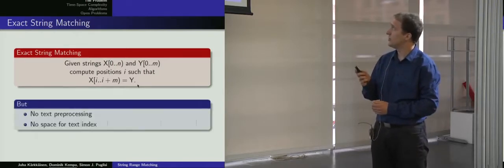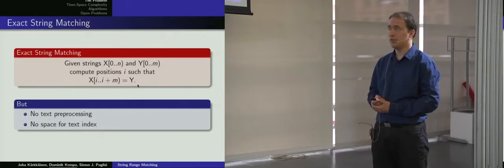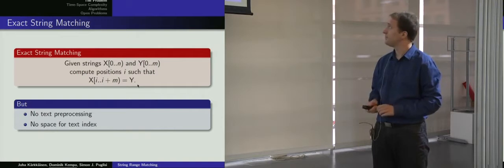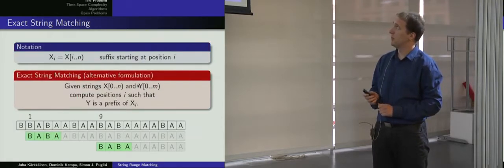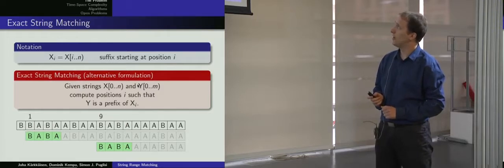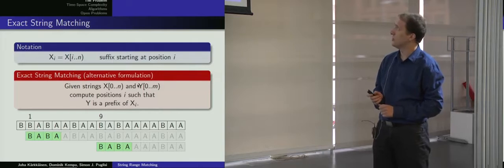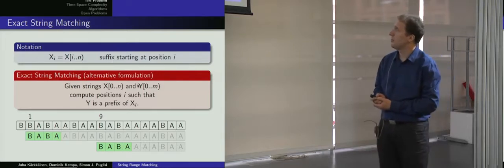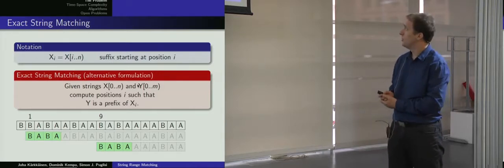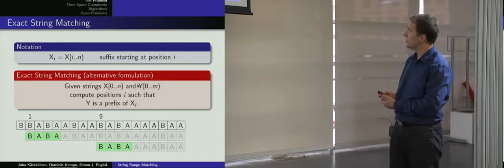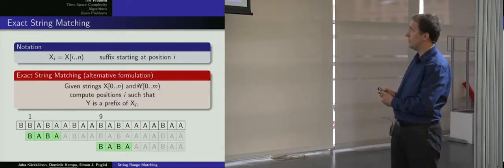And in pattern matching, we usually assume that we cannot pre-process the text. In particular, we cannot index it. And we can equivalently define string matching as follows. If by xi we denote the suffix of x starting at position i, then the exact string matching problem asks to enumerate all the suffixes of the text such that y is a prefix of xi.